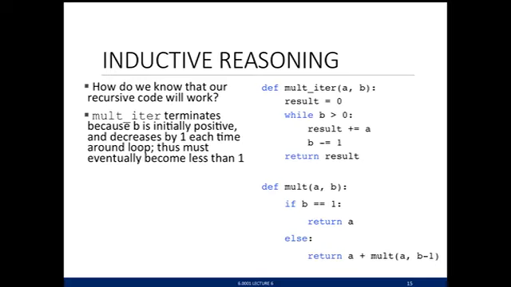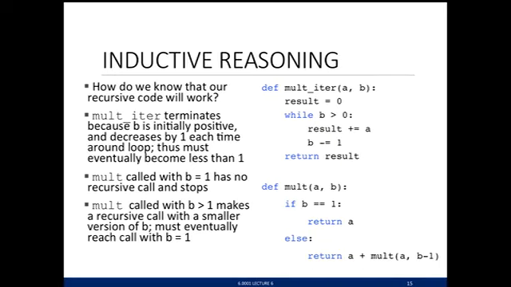The iterative version, what can I say about it? Well, I know it's going to terminate because b is initially positive, assuming I gave it an appropriate value. It decreases by 1 every time around this loop. At some point, it has to get less than 1. It's going to stop. So I can conclude it's always going to terminate. What about the recursive version? Well, if I call it with b equal to 1, I'm done. If I call it with b greater than 1, again, it's going to reduce it by 1 on the recursive call, which means on each recursive call, it's going to reduce it. Eventually, it gets down to a place, assuming I gave it a positive integer where b is equal to 1. So it'll stop, which is good.